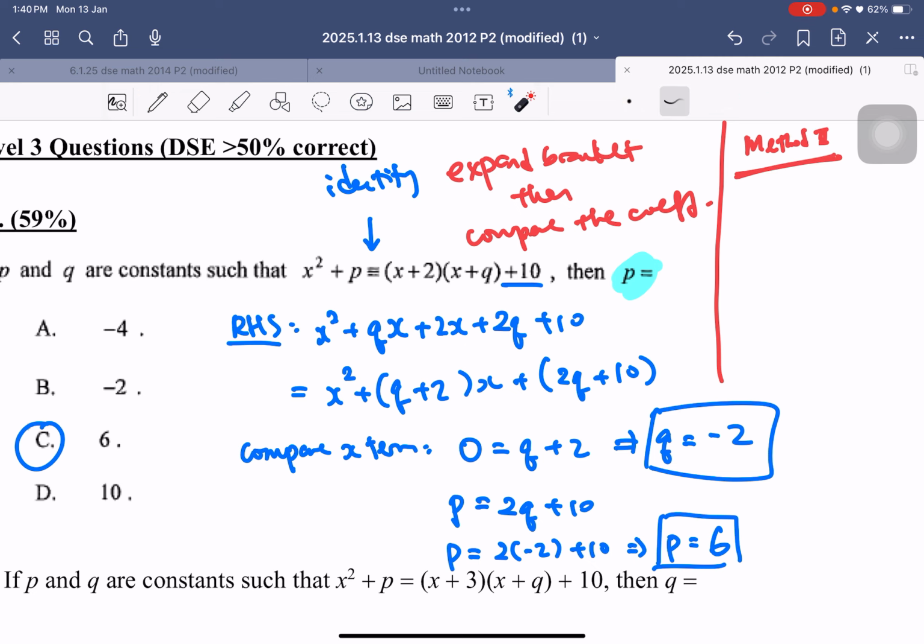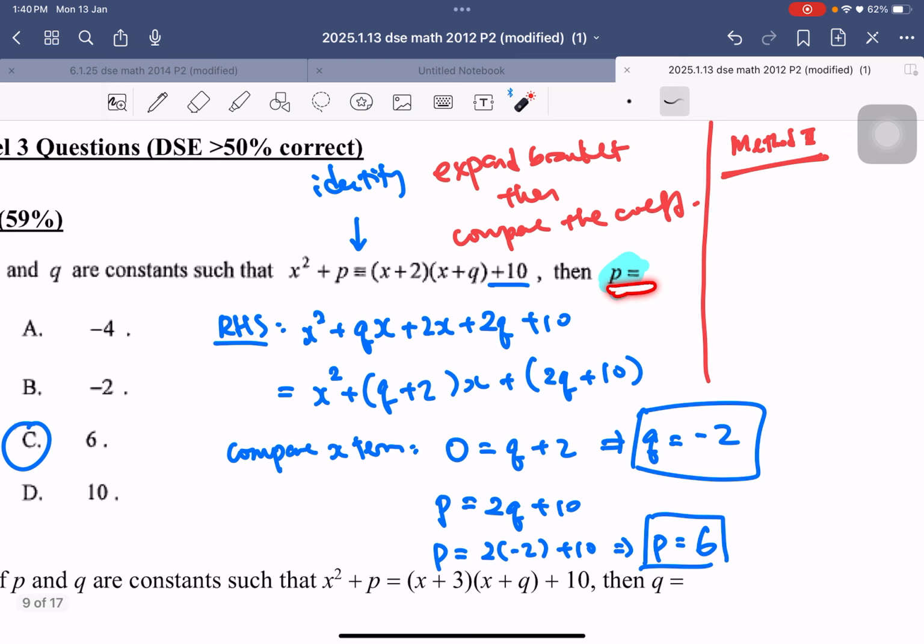Method 2, we need to think about what we want to find. We want to find P, isn't it? So we don't need the value of Q. Q is here, isn't it? So think about how we can make this Q disappear. Anything times 0 equals 0. So if we substitute x equal to minus 2, then we can make the Q disappear. Then what we're left with is just P, isn't it? So we're going to substitute x equal to negative 2 into both sides.